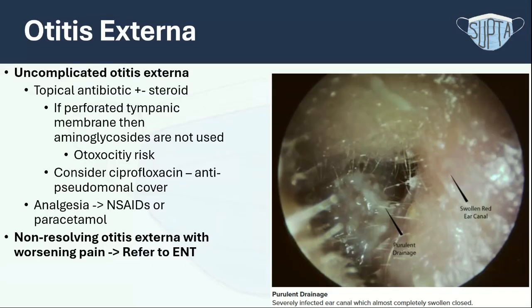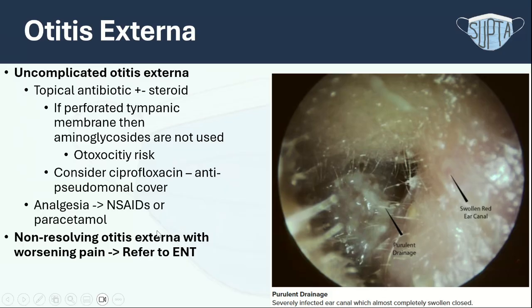So with uncomplicated otitis externa, you can give a topical antibiotic, and you might want to give a steroid as well. This is basically just based on your clinical judgment. If you believe that the external ear canal is not very inflamed, but there's evidence of pus and things like that, then you would want to give the topical antibiotic. However, if you feel like there's a lot of edema, the canal's quite swollen and inflamed, then you'd want to give that steroid to calm down that inflammation as well.